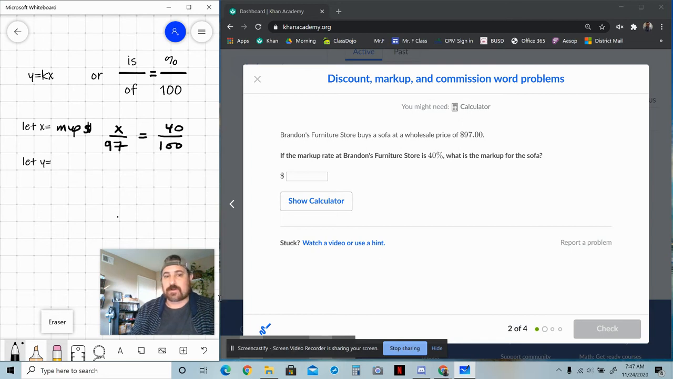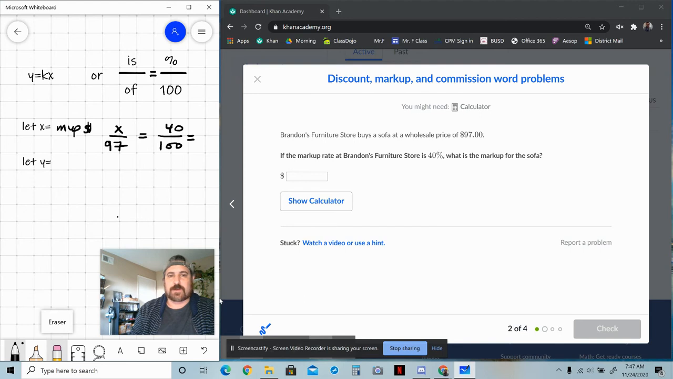So they upped it by 40%. So we're just trying to find out what is 40% of 97, basically, right? That's the question you're answering. What is 40% of 97? So when you solve this, you can do it in lots of different ways. I would say that the easiest way is if you have the means, you can simplify this.